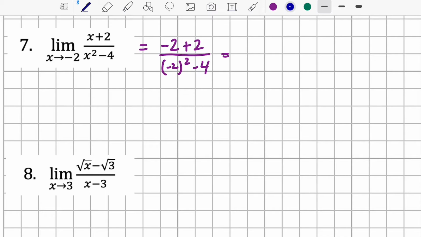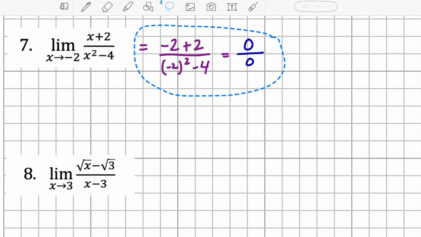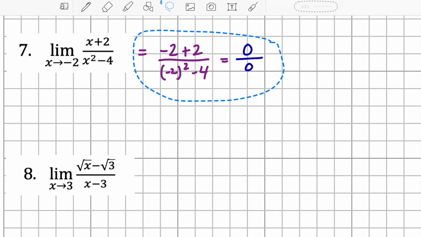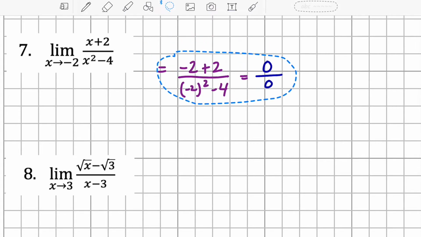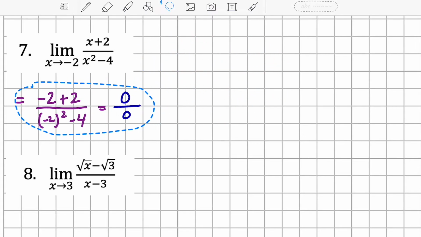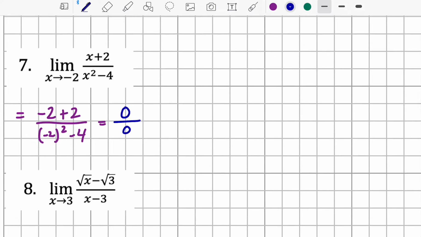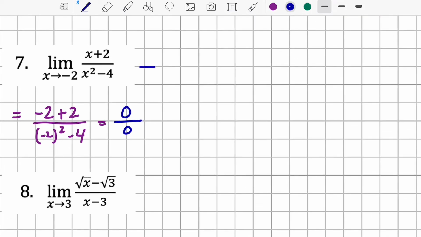So in the numerator, we're going to get 0. And in the denominator, we're going to get 0. So now we're getting 0 over 0. So that tells me that that's a problem. So let me rewrite them. Let me move this out of the way. Okay. So here we go.